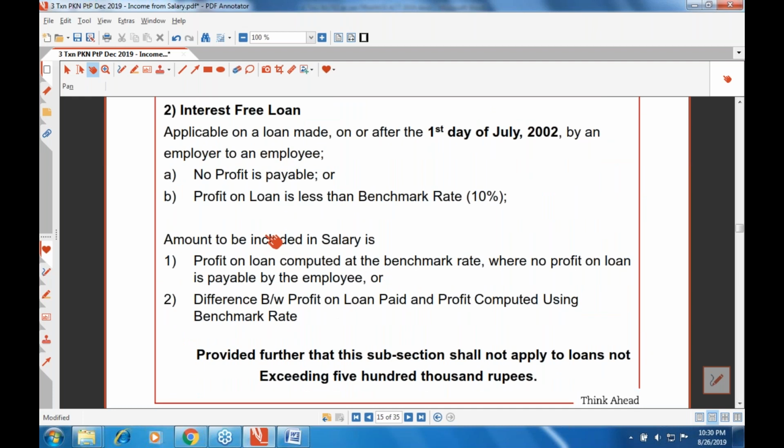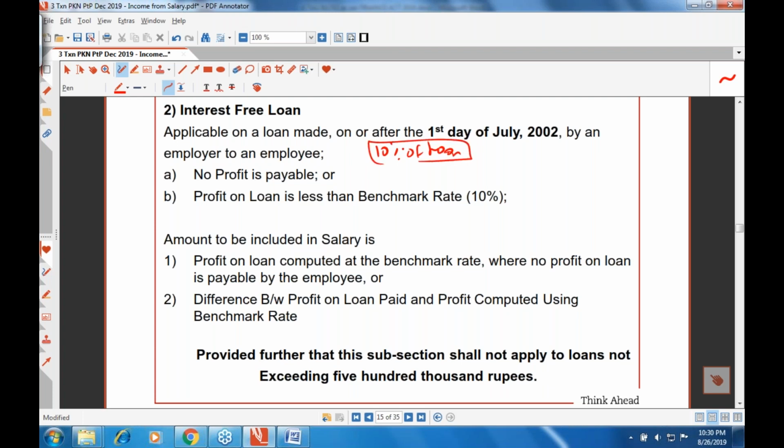At times, your employer gives you a loan and does not charge you any interest. The income tax ordinance says that it cannot be like this. We cannot allow you to function like this. If there is an interest-free loan, that means the employer has waived interest for you. Whatever interest he has waived is the benefit that he has given to you. So the amount to be included in salary pertaining to the interest-free loan is going to be 10% of the loan.